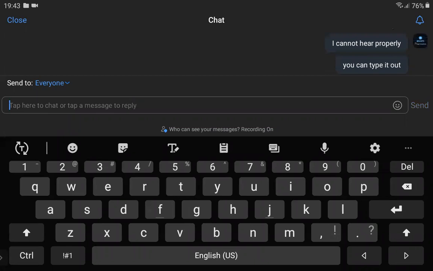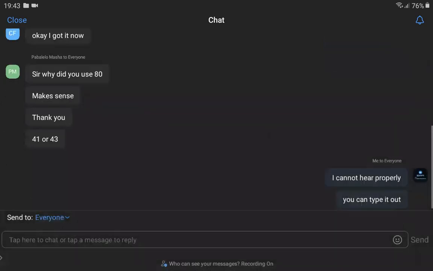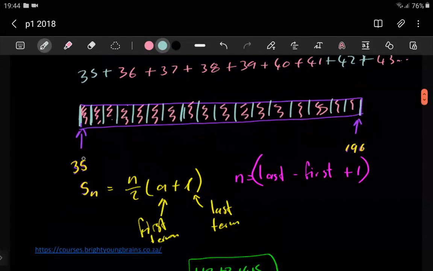Send. So you can type out the question. I'll just come back to this just now. But what I'm trying to say here is, if you wanna see how many numbers are there between 35 and 196, you're gonna have to say 196 minus 35, and then you have to plus 1.